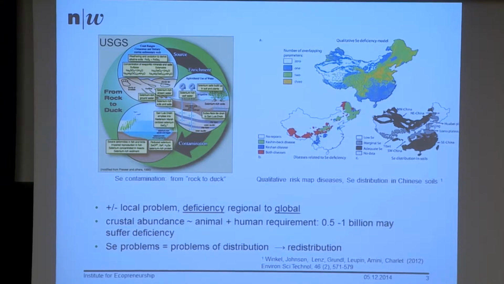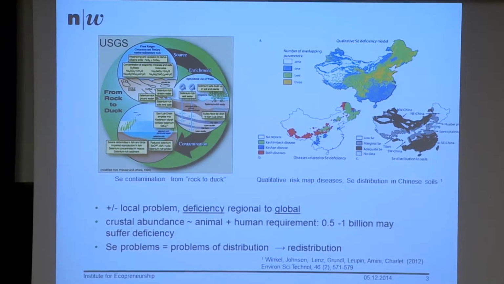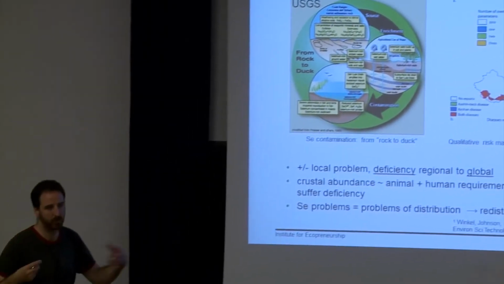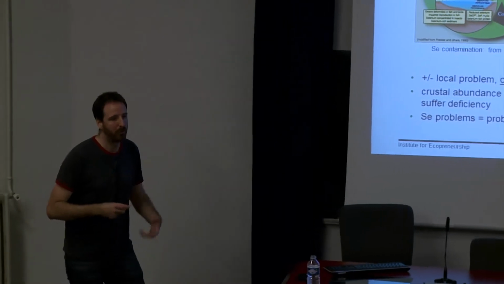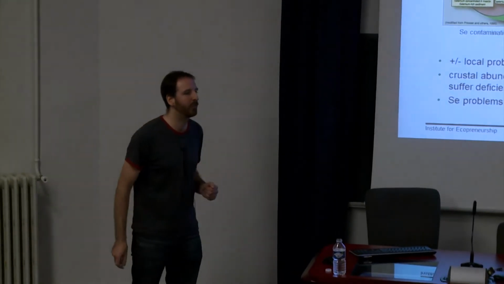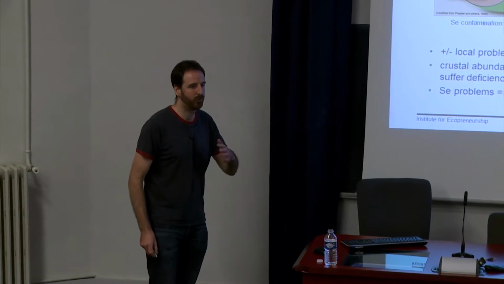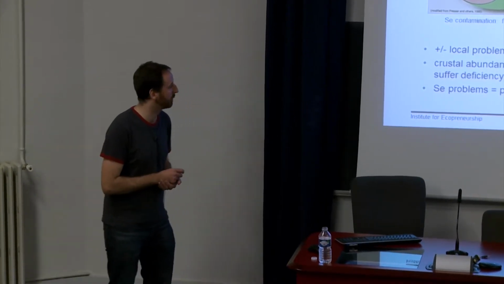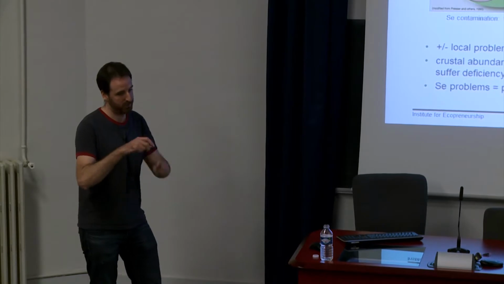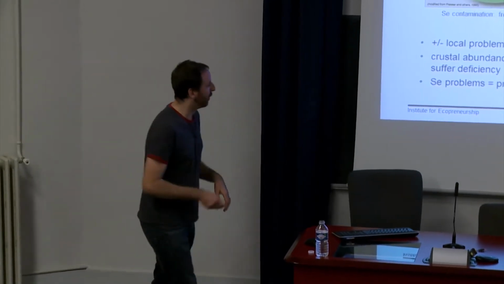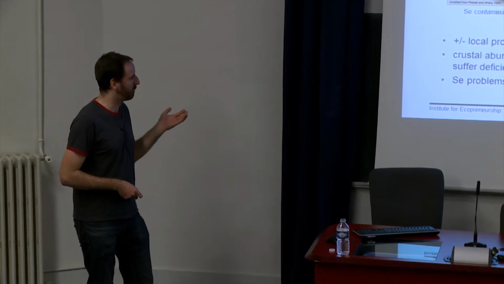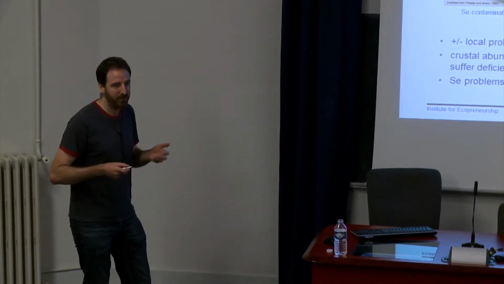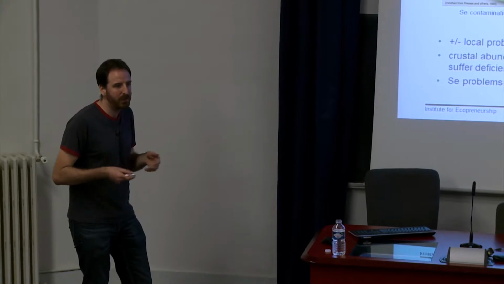There are some estimations that up to 1 billion people might have an undersupply of selenium. That's simply based on crustal abundance, and on how much is considered a good supply for humans and for animals. Basically there's not enough selenium to reach sufficient supplementation for all people and all animals, although they are basically the same. So the point that I want to make is that selenium problems are not just a problem of toxicity, but simply a problem of distribution.